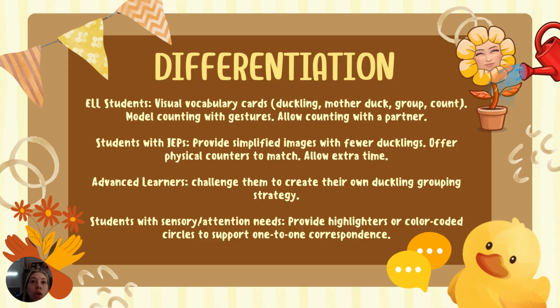And then I would also make sure to push the physical counters, since that seems to be a really good strategy. And then I would, of course, add some extra time for them as well and want more one-on-one support. So for advanced learners, I would want to challenge them to create their own grouping strategy. So instead of just using the 4 that I used with the class, I would have them maybe try to do something that they came up with that I didn't show. And then for students with sensory needs, I would make sure to provide the highlighters and more of the colored counters to support that one-on-one correspondence.